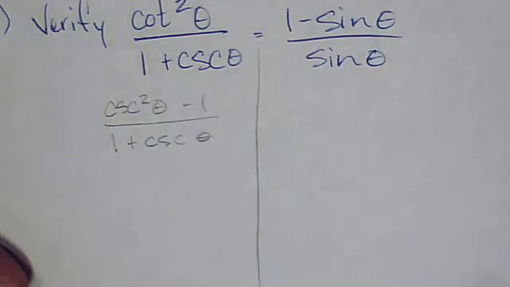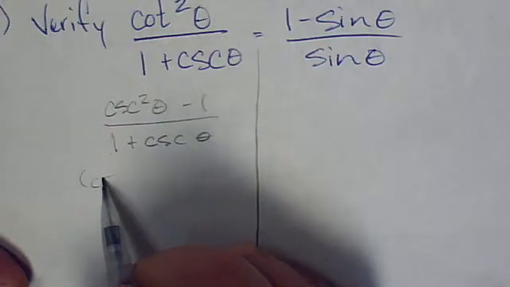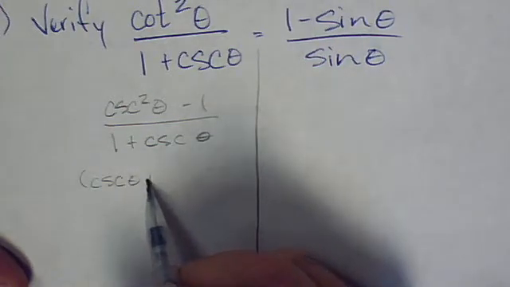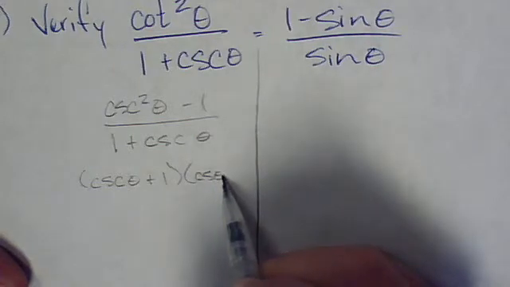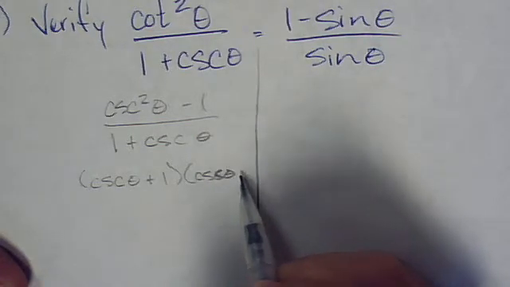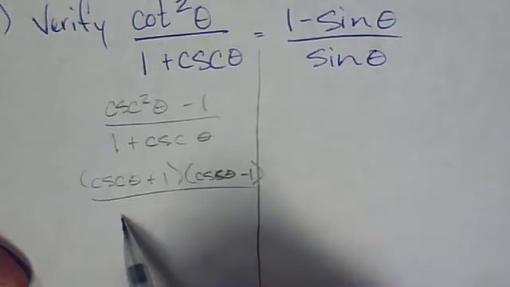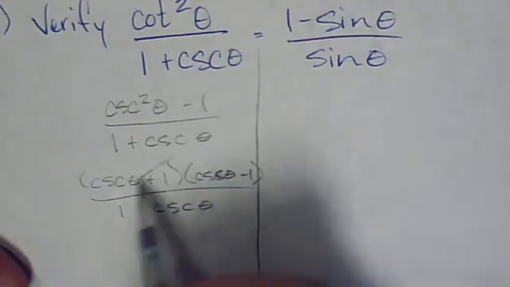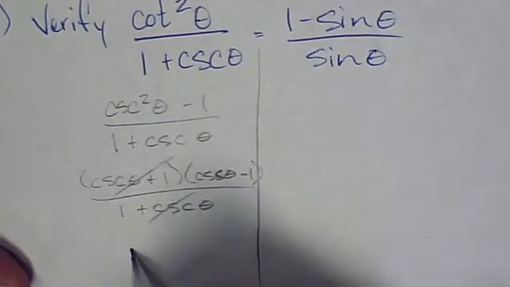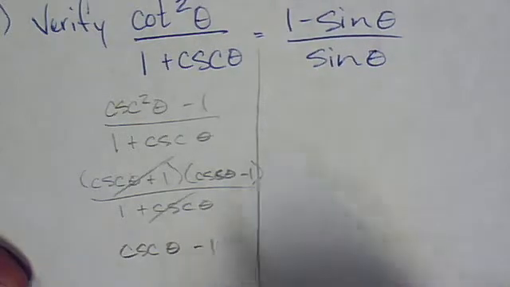And then you have a difference of squares in your numerator there, so I can factor that. So we're looking at cosecant theta plus 1 times cosecant theta minus 1, and that's over 1 plus cosecant. These guys will cross out, so I'm left with cosecant theta minus 1.